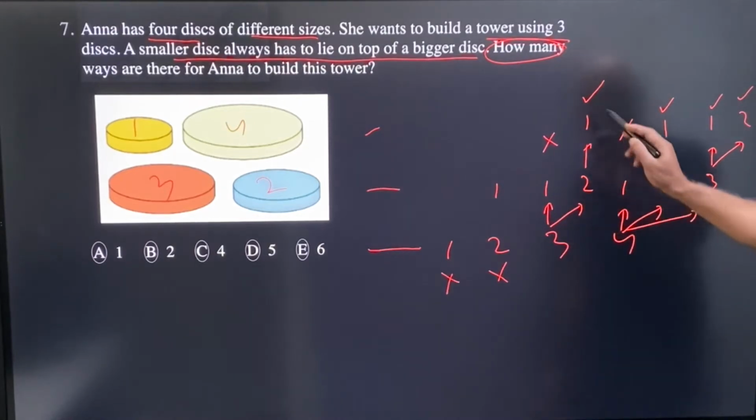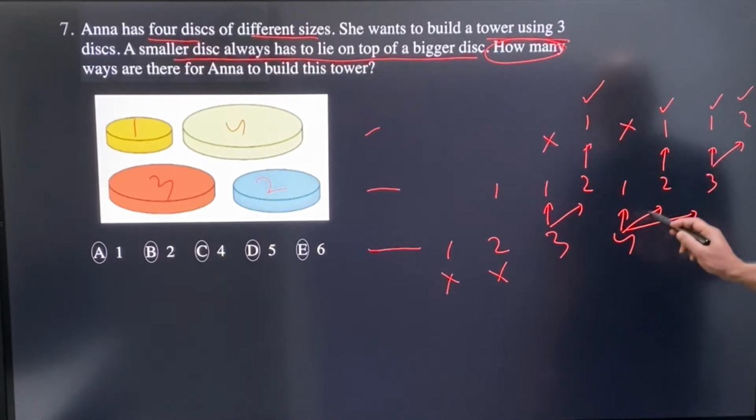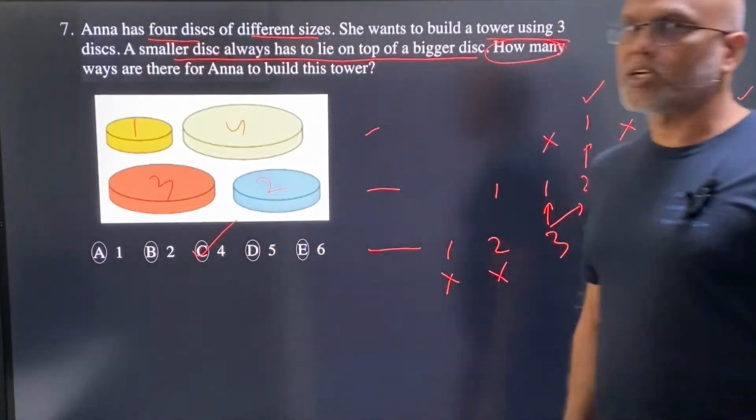So 3, 2, 1; 4, 2, 1; 4, 3, 1; and 4, 3, 2. That's 1, 2, 3, 4. There are 4 different choices. C is the correct answer.